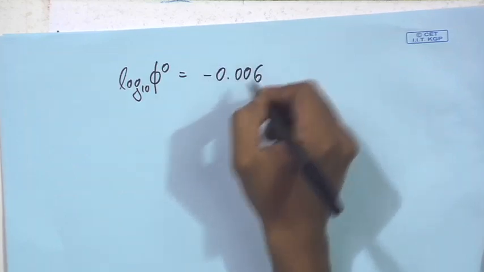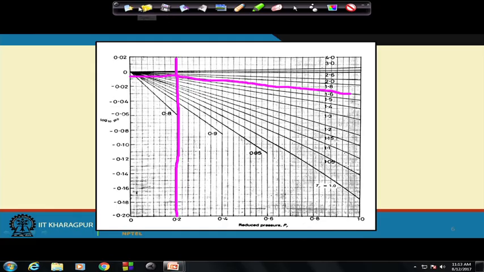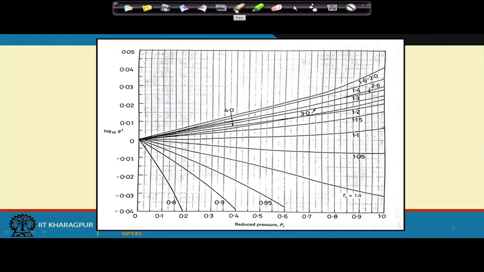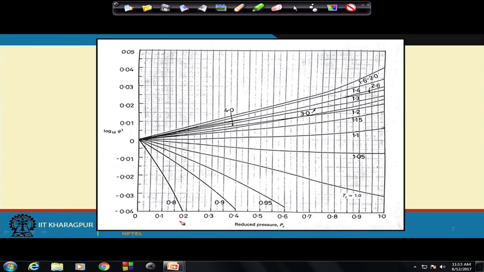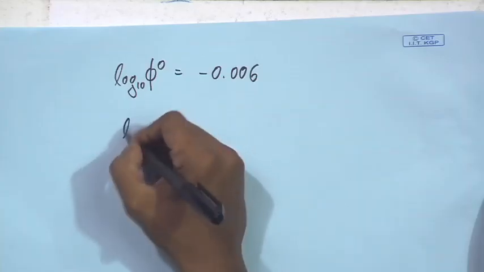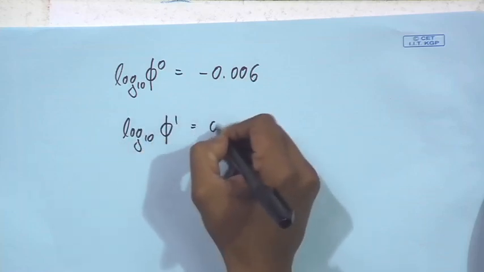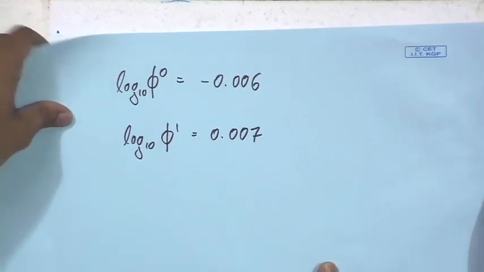We get the value of log phi 0 as minus 0.006. And in the same way, we need to find out the value of log phi 1. We go to the next chart. We start from point 2, that is this point. So 1.6 curve is here and it meets somewhere here, and we get the value of log phi 1 as .007. So we know these two values.